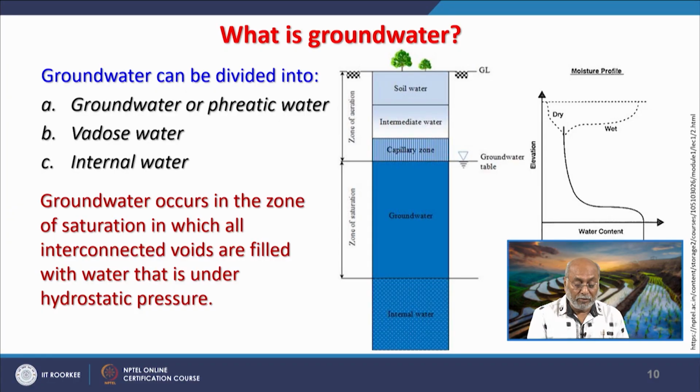So, groundwater can be divided, as we have just seen in the figure on the right, into what people call phreatic zone or phreatic water, vadose zone or vadose water, and finally the internal water. Some internal water might be there in the form of structure or molecules and other things.